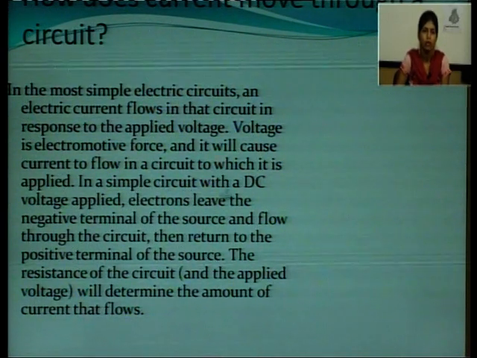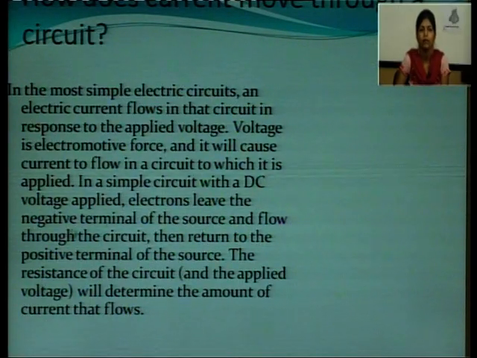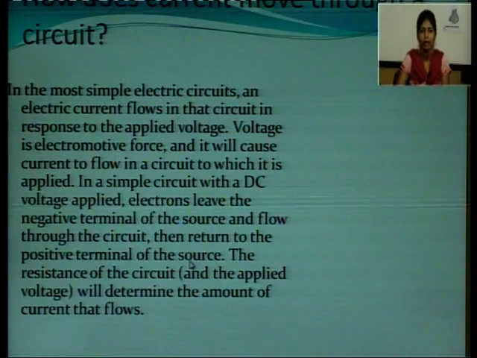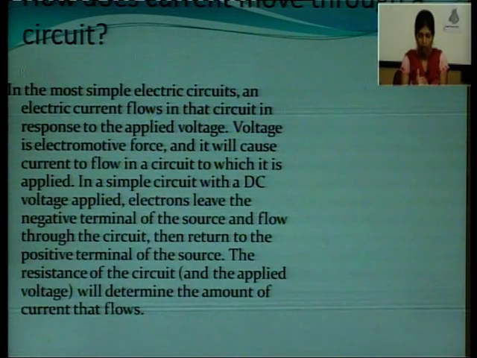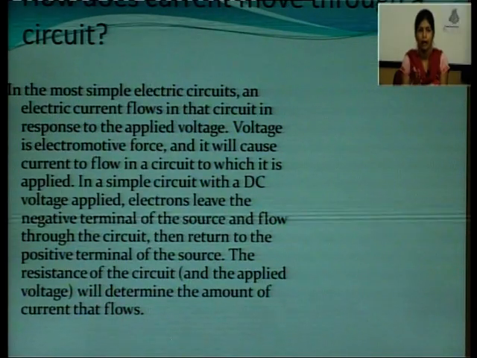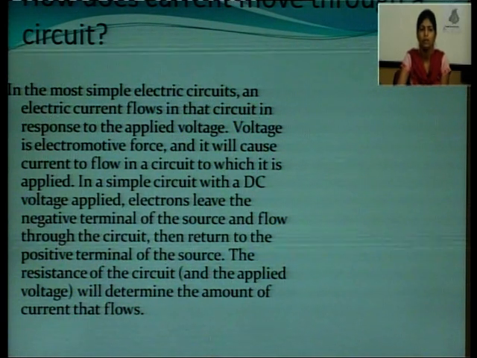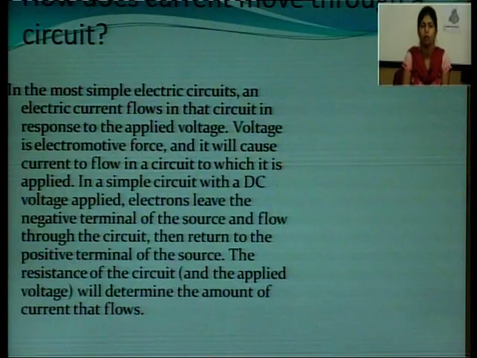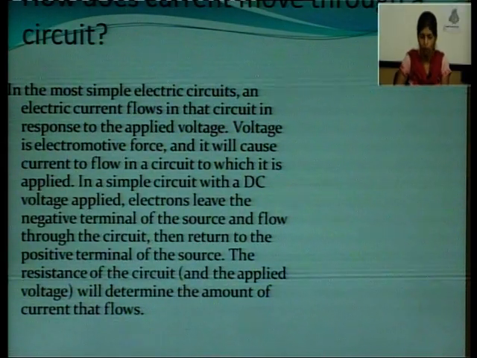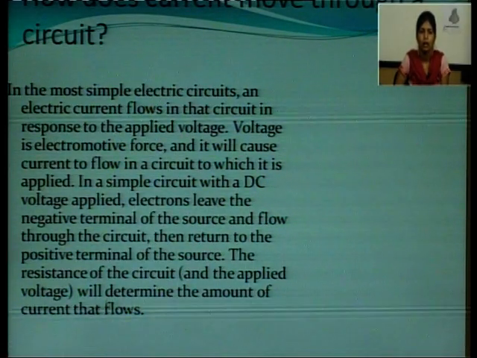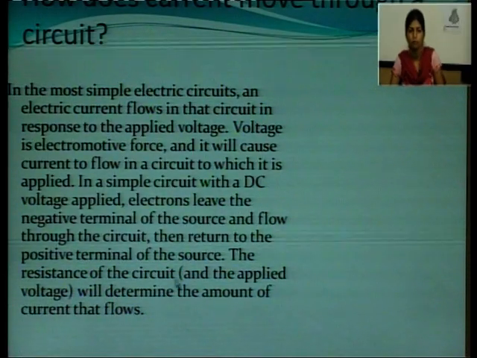So in a simple circuit with DC voltage applied, electrons leave the negative terminal of the source and flow through the circuit, then return to the positive terminal of the source. So the electrons flow from the negative terminal to the positive terminal. So we can say that the direction of the current is opposite to the flow of the electrons. The electric current flows from the positive terminal to the negative terminal. The resistance of the circuit will determine the amount of current that flows.